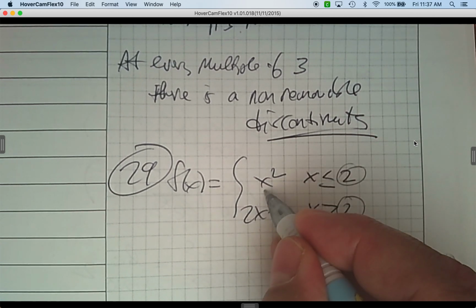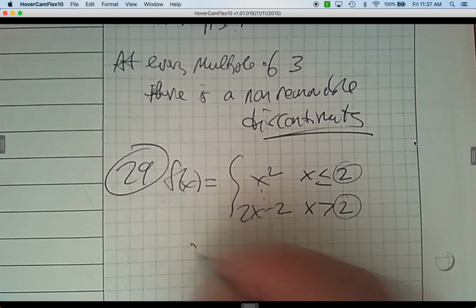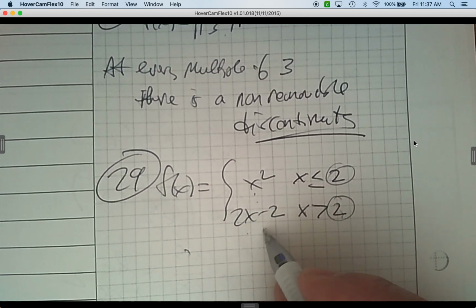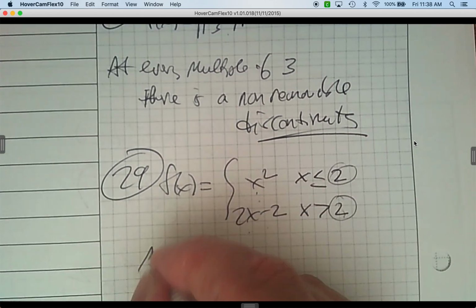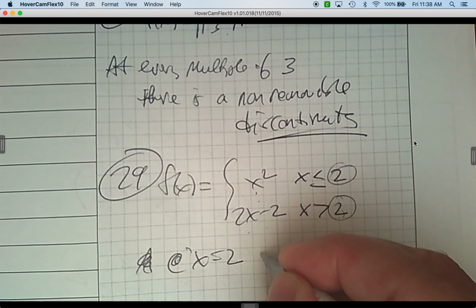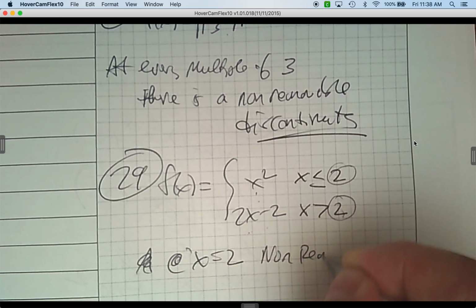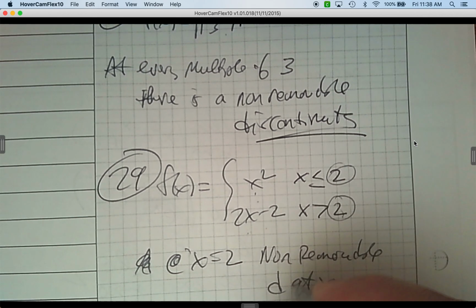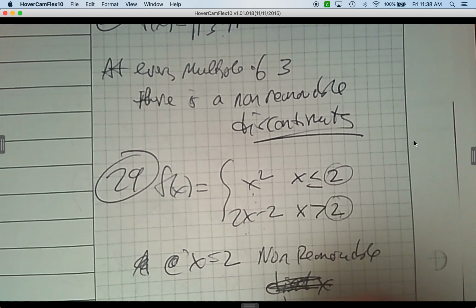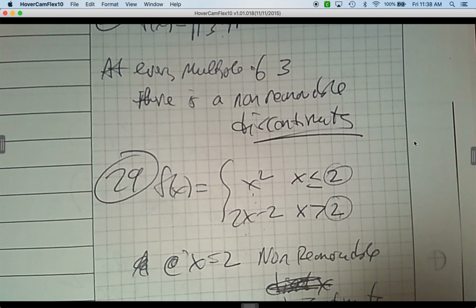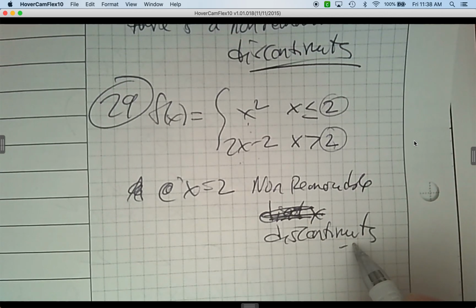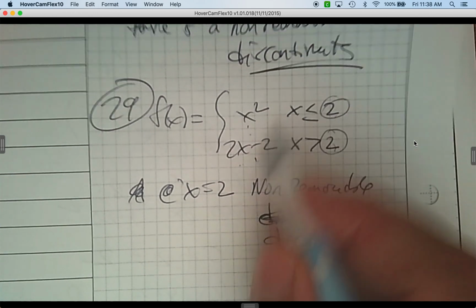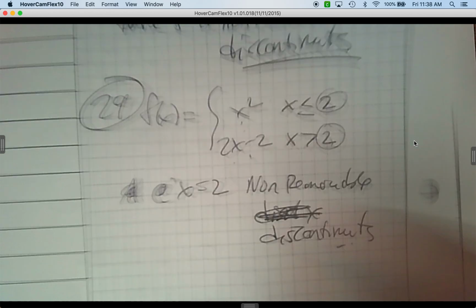So when I plug in 2, I get 4. When I plug 2 into the bottom, I get 4 take away 2, which is 2. So at x equals 2, we have a non-removable discontinuity, because there's a jump. So at x equals 2, there's a non-removable discontinuity, because when you plug 2 in, it creates a jump. It goes from 4 all the way to 2.